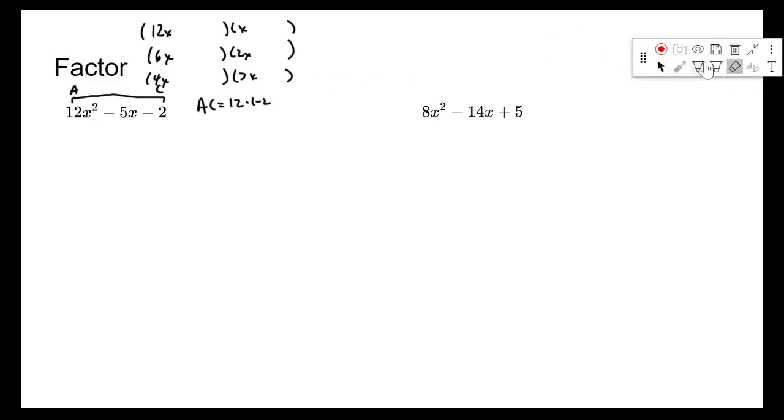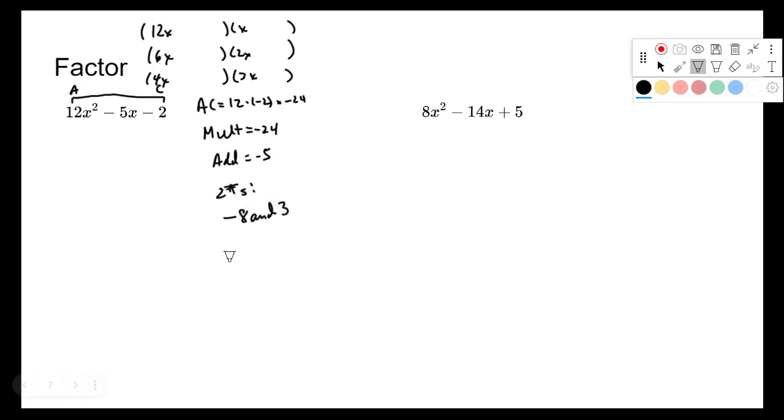foreshadowing there. We've got 12 times negative 2, which is negative 24. The 2 numbers have to multiply to be negative 24. The 2 numbers that I find have to add up to negative 5, the middle term. So now I'm looking for the 2 numbers that do that. We can find them pretty easily. The 2 numbers would be negative 8 and 3, right? Negative 8 times 3 is negative 24. Negative 8 plus 3 is negative 5.